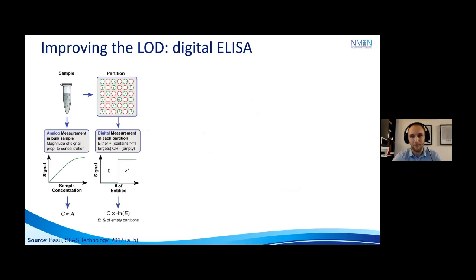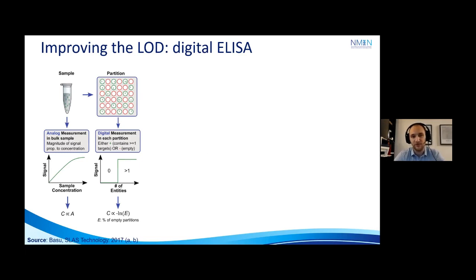The limiting factor of ELISAs is their sensitivity, or limit of detection. The way you usually detect something in a bulk ELISA, or traditional ELISA, is that you have your sample presented on the left in the tube, and the signal you're generating from all the detection events is proportional to the concentration of your sample.